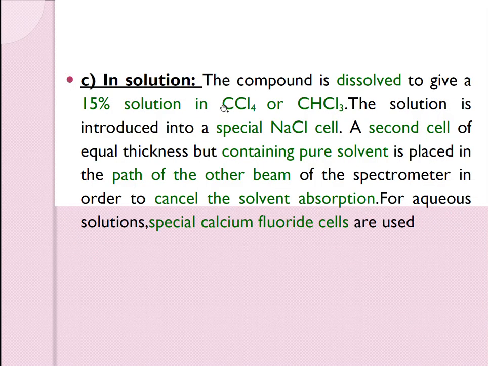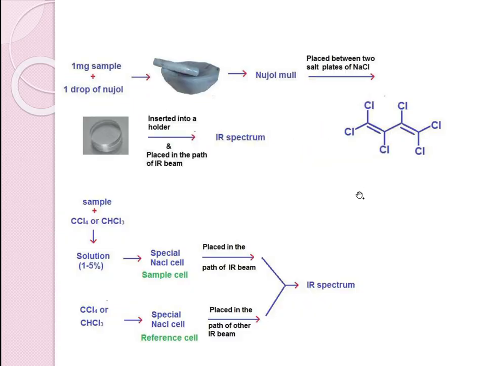Then in solution, the compound is dissolved to give a 15% solution in carbon tetrachloride or chloroform. The solution is introduced into a special sodium chloride cell. A second cell of equal thickness but containing pure solvent is placed in the path of the other beam of the spectrometer in order to cancel the solvent absorption. Okay, this is just a reference. For aqueous solutions, special calcium fluoride cells are used. This is the overall method for sample preparation.